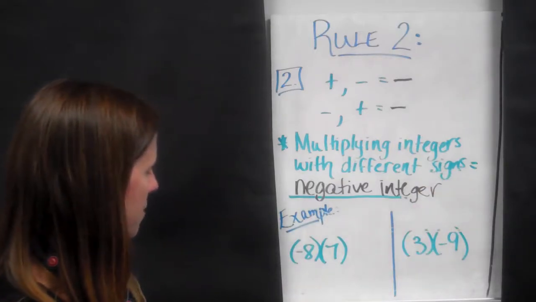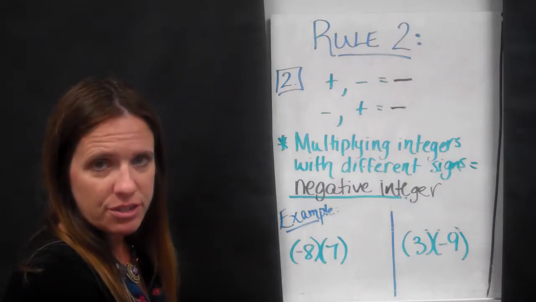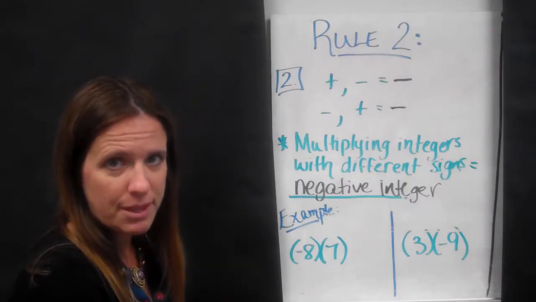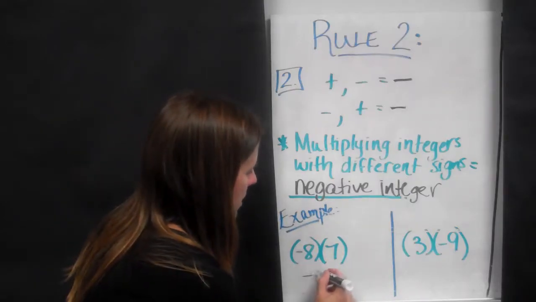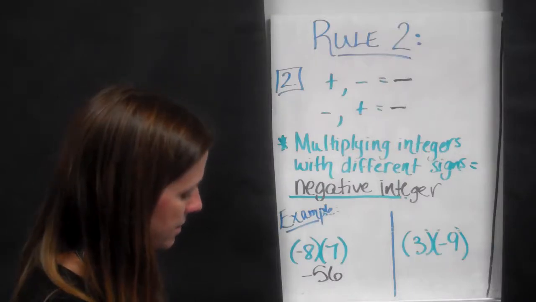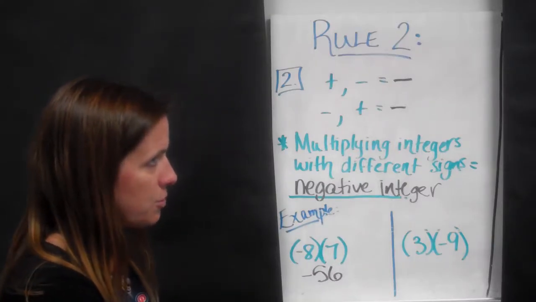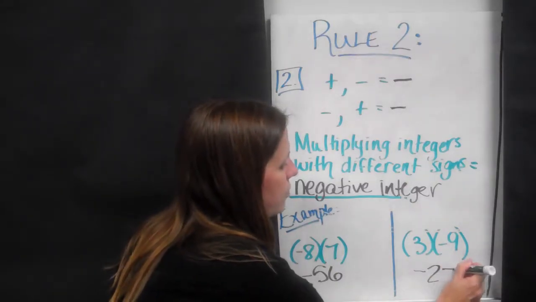Okay, so we have two examples of this as well. Negative 8 times 7. Again, just reach into your brain for those math facts. 8 times 7 is 56. But because one is negative, it would be a negative 56. And 3 times negative 9. 3 times 9 is 27, but because one is negative, it will be a negative 27.